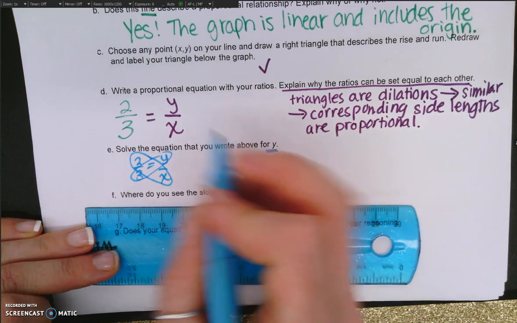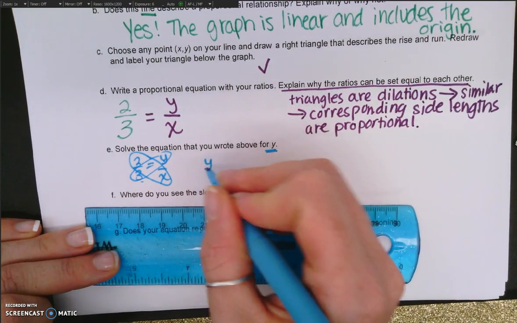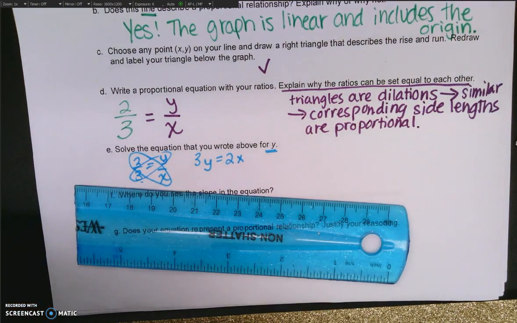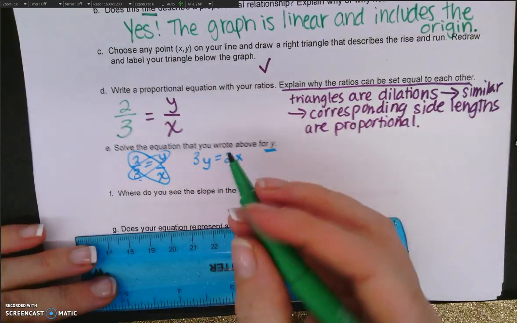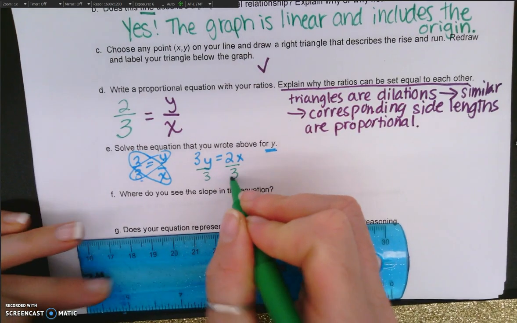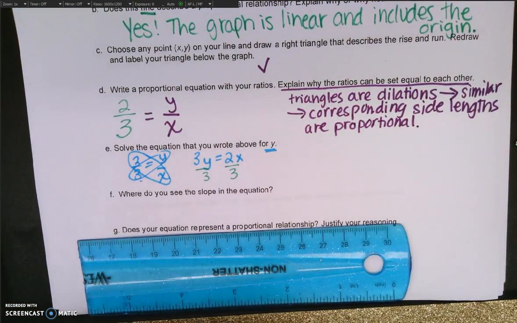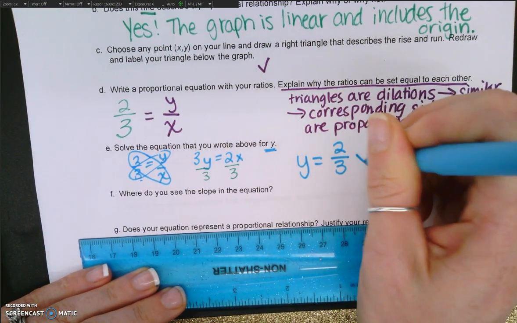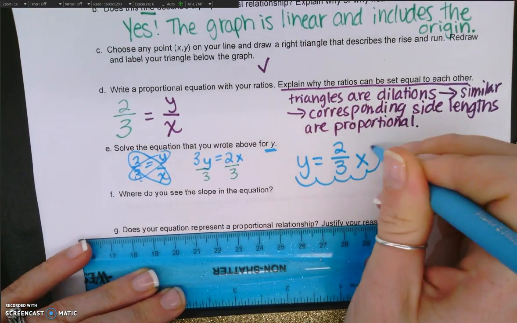Since we're solving for y, I'm going to put my y term on the left. 3y equals 2x. To get y by itself, I need to divide both sides by 3, and I end up with my equation y equals 2/3 x. And this is a really important equation.